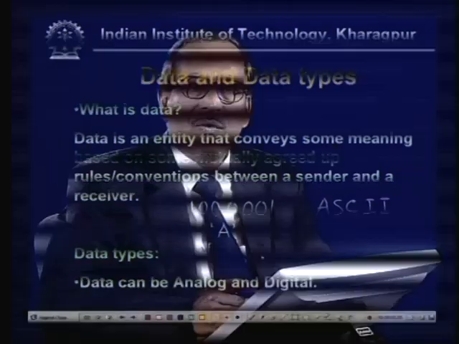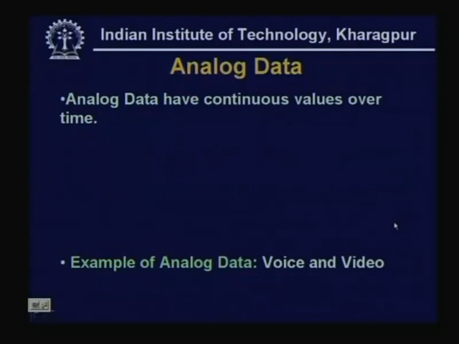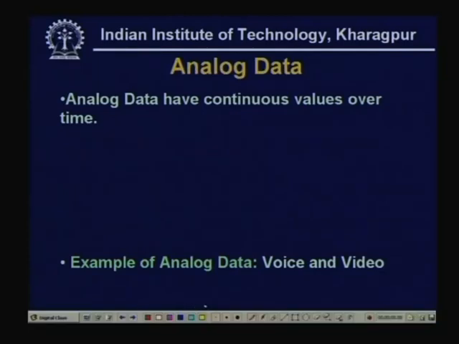Now, the question is, what are the different types of data possible? Data can be either analog or digital in nature. Analog data have continuous values over time. That means, suppose this is the time domain representation of some data, so it has continuous values over time.